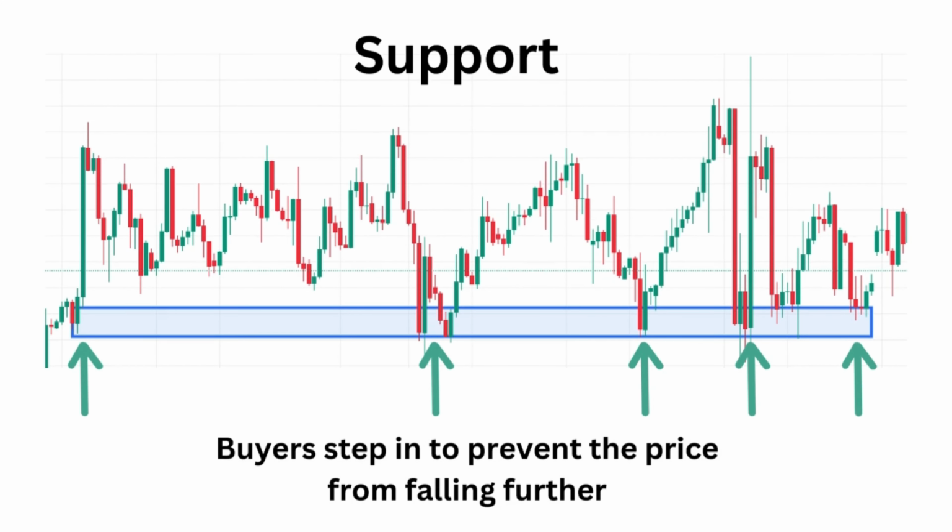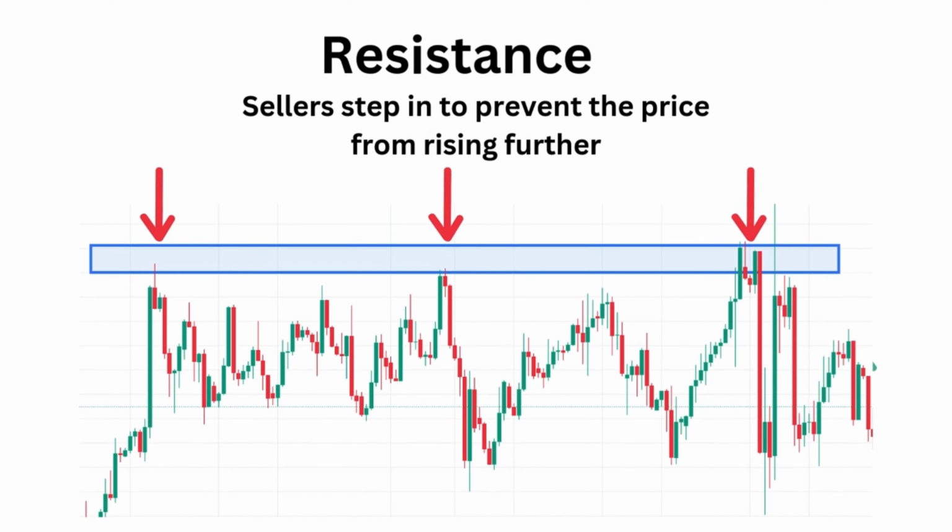So support is created when buyers step in to prevent the price from falling further, and it's a level where demand is strong enough to overcome supply. Resistance is created when sellers step in to prevent the price from rising further. So it's a level where supply overcomes demand.